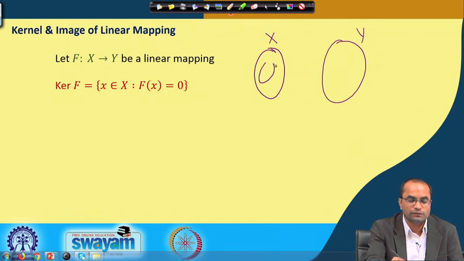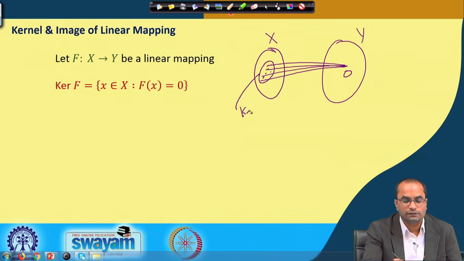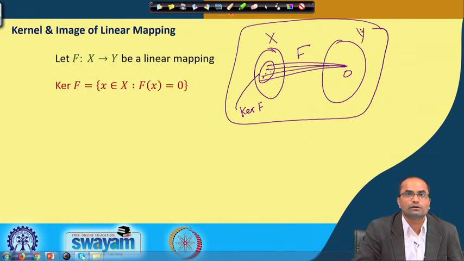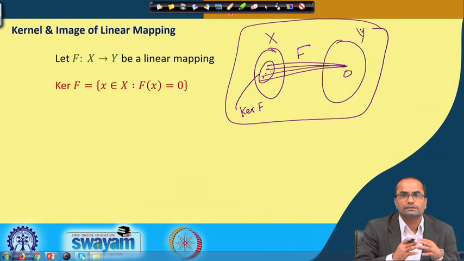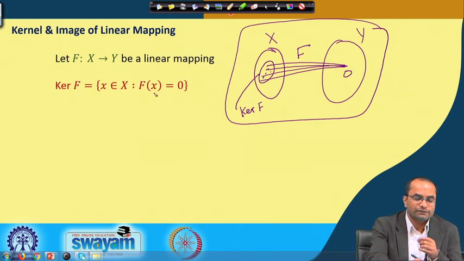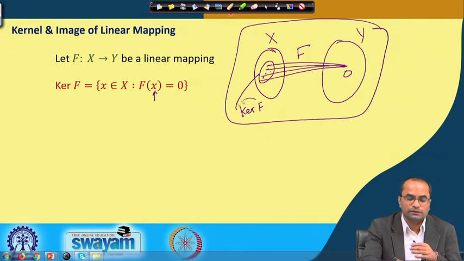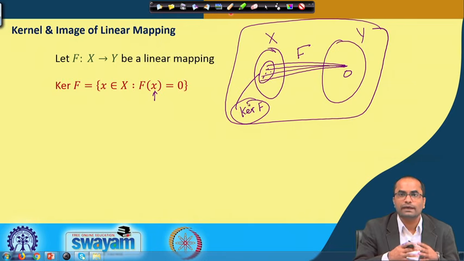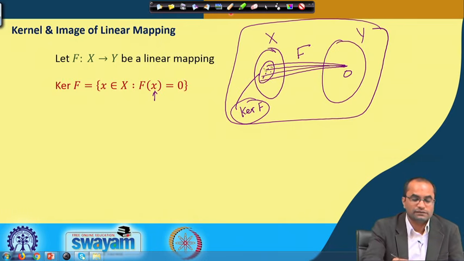We will collect all these points in x that map to the 0 element in y. This set is called the kernel of the mapping f. This is the definition of the kernel of f: all the elements in x which map to the 0 element in y. Naturally, the 0 element must be there, because 0 must map to 0 for a linear map. So definitely 0 will be in this kernel, but there can be many other elements besides 0 in it.